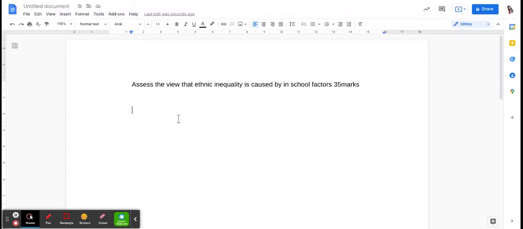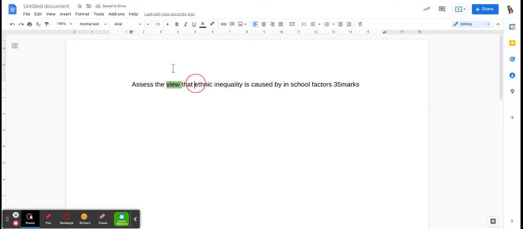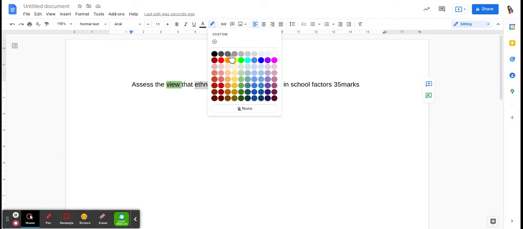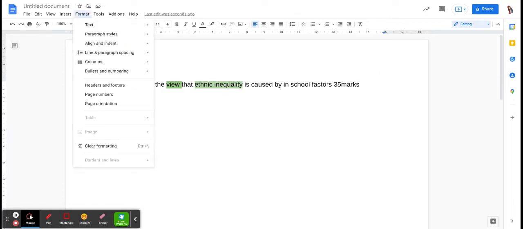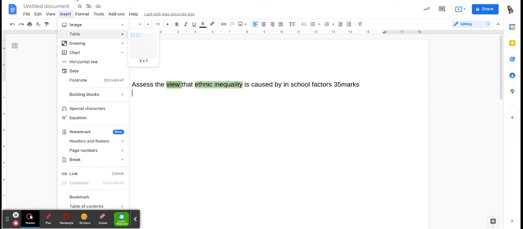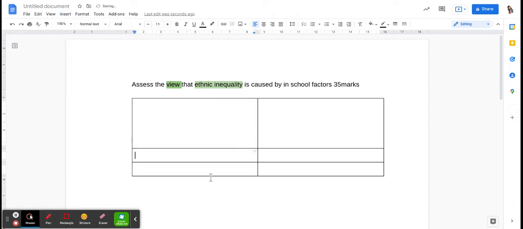Hello, well, we're going to look at this ethnic inequality in education 35 marker. The first thing I notice is it's got assess the view that ethnic inequality is the green grid. So I like that grid a lot. So assess the view that ethnic inequality is caused by in-school factors. Because it's got the word view, on my page, I do 6 paragraphs, 3 for the question, 3 against.